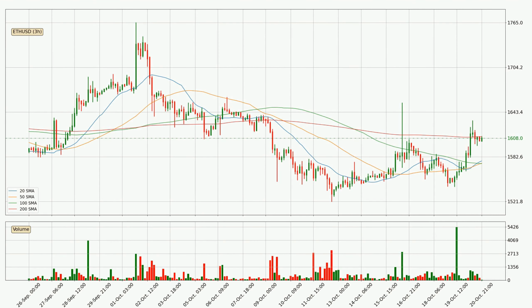Jumping to the 3-hourly simple moving averages, at the moment, the price is between the 20 and the 200 SMA. If the price bounces off the 20 SMA, which is currently at 1577, it could be seen as a support, and the 200 SMA that is at 1610 could be perceived as a resistance to the upside.